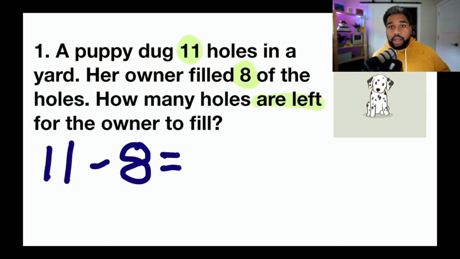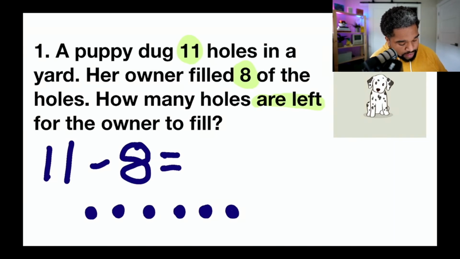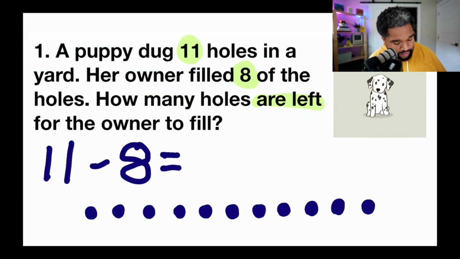Now we can start talking about the modeling strategy, which is what's actually going to get the answer here. So first, let's begin with telling them how they are going to set this problem up by drawing a picture. So the first thing we're going to do is draw 11 because that's how many holes we started with. So I've got 1, 2, 3, 4, 5, 6, 7, 8, 9, 10, 11.